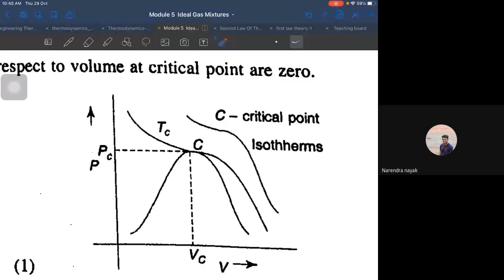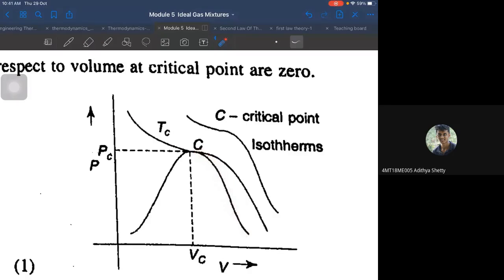This is the saturated liquid line. All of you are observing it. This is your saturated liquid line. Next, this is your saturated vapor line.